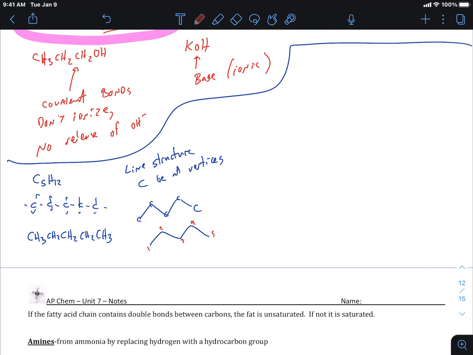So if I gave you another line structure like this, and I said, what is that? You would follow the same convention that you've been doing, right? Find the parent chain. How long is the parent chain there? 4 carbons. And what's that thing sticking off to the side? A branch, and that branch means one more carbon. So that one carbon branch is what? A methyl. So what's the name? 2-methylbutane, right.